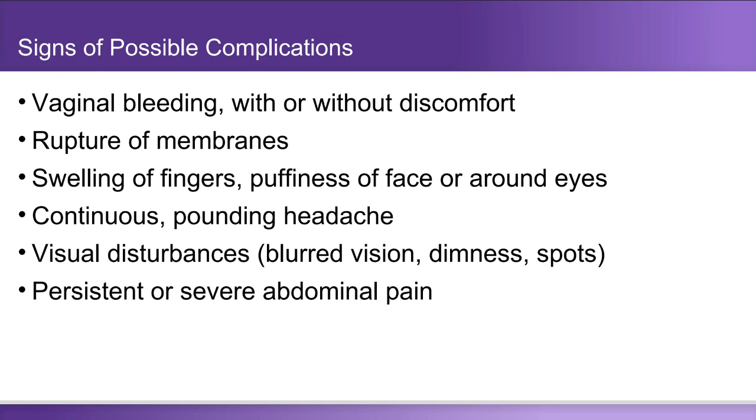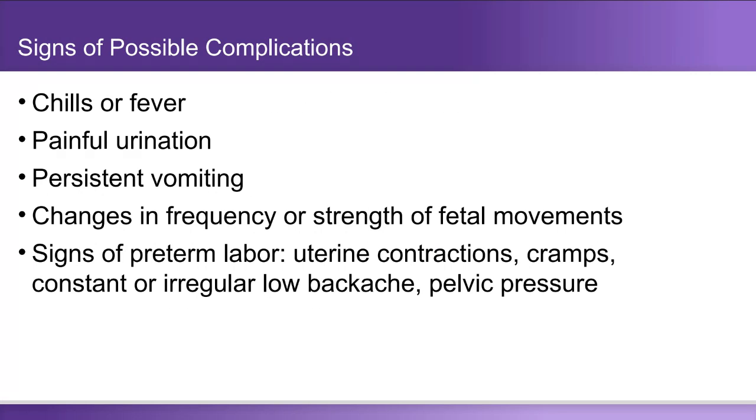Women should not have persistent or severe abdominal pain at any time. That could indicate maybe an ectopic pregnancy. It can also indicate a placenta that starts to prematurely separate from the uterine wall. It can be a sign of preeclampsia. So any of these things we want them to report. And sometimes everything's fine, but just in case, we want them to report it.